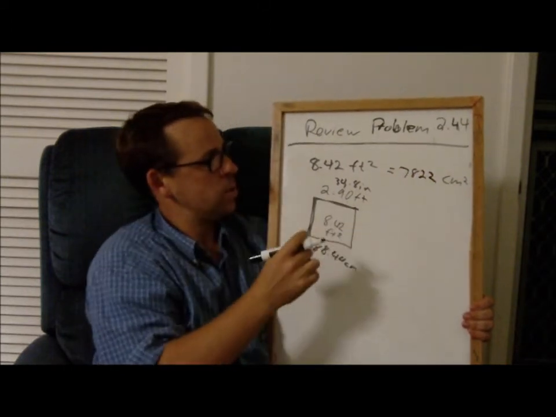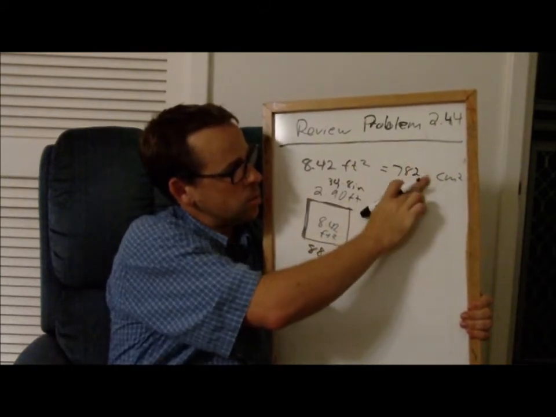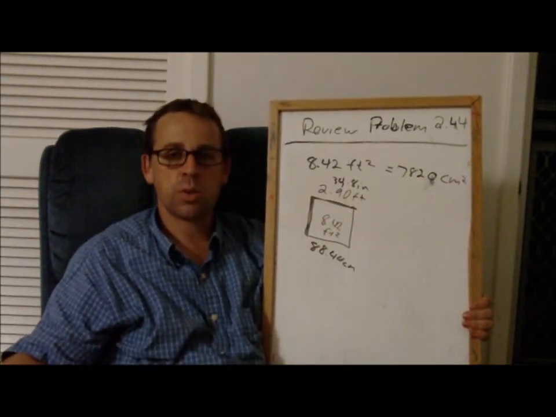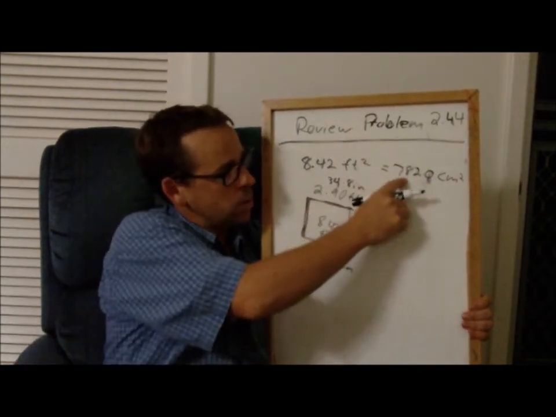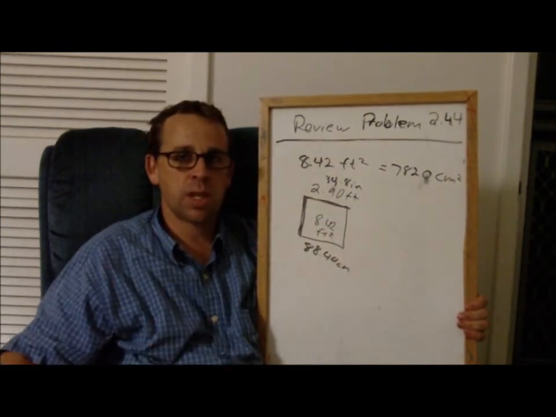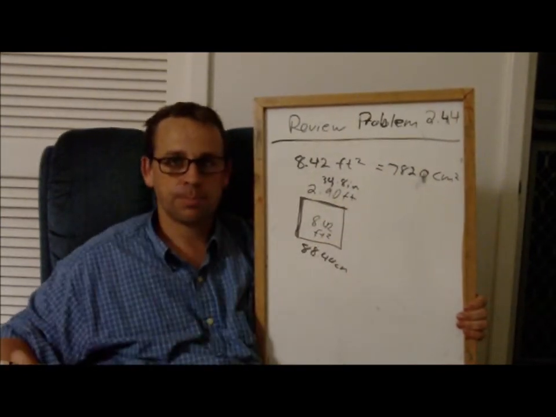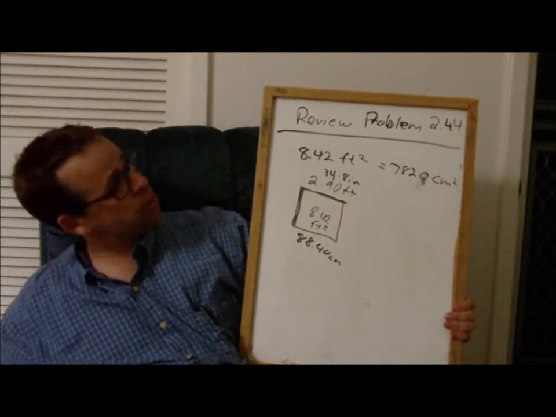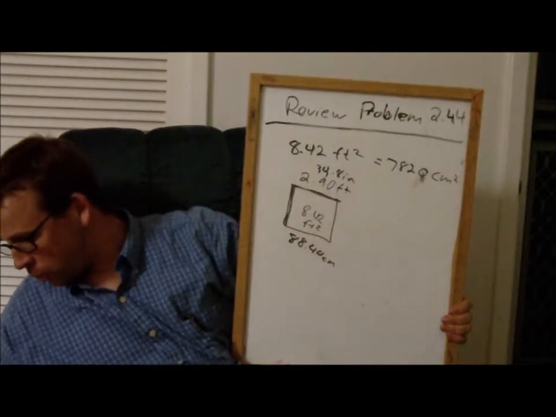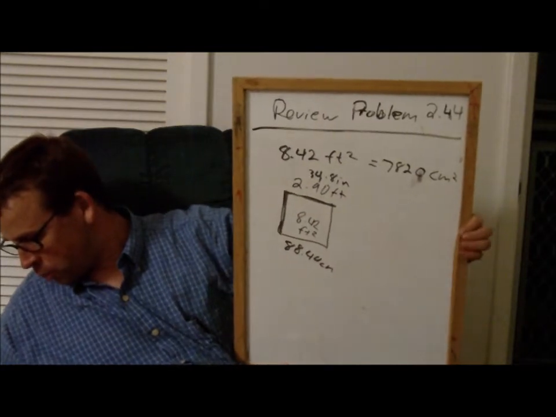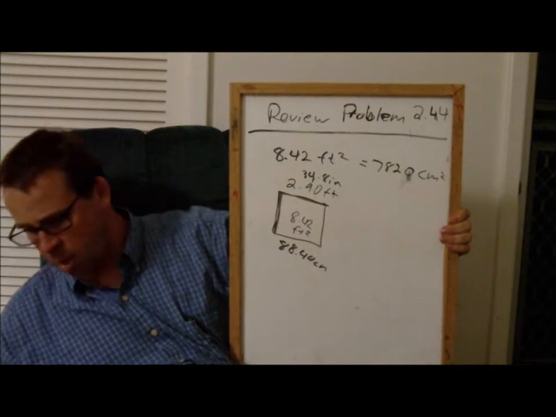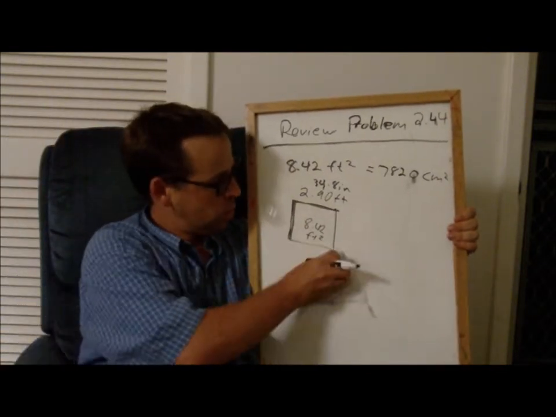That's equal to 7,822 centimeters squared. We have 3 significant digits, so it's going to be 7,820 centimeters squared. Alright, because that's 1, 2, 3 significant digits. Again, that 0 is not significant, right? Alright, so that is the answer to 2.44a. 2.44b says 223 miles squared is how many kilometers squared?